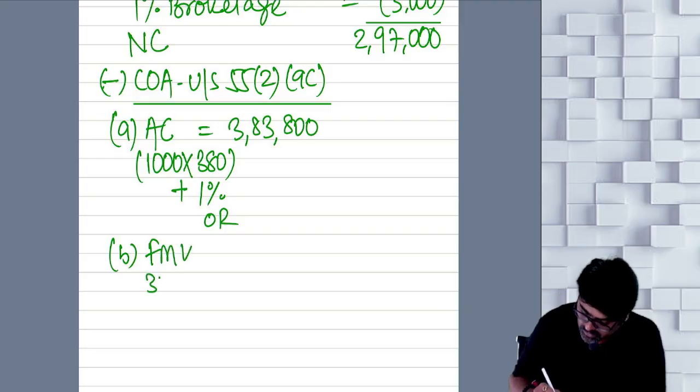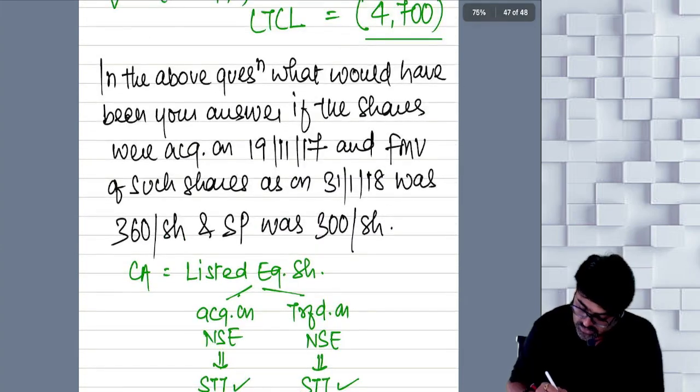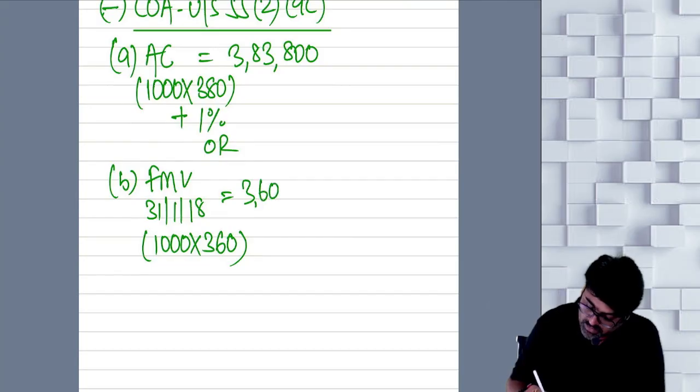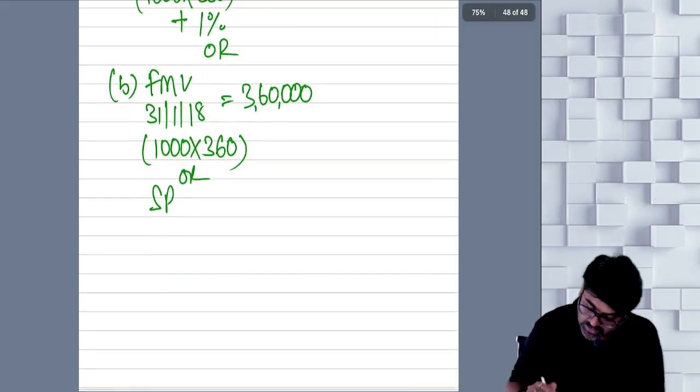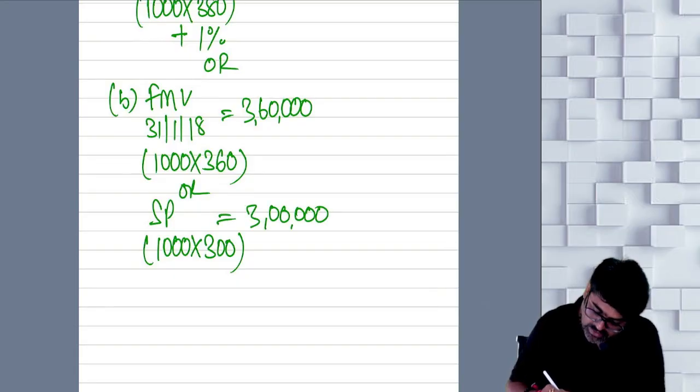Fair market value as on 31st January 2018. How much was the fair market value? 1000 into 360. Now we have changed, no? 360 will be. But remember, this fair market value cannot be more than selling price. And how much was the selling price? 1000 into 300. Yes or no? So this is 3 lakhs. So 360 or 3 lakhs, whichever is lower.